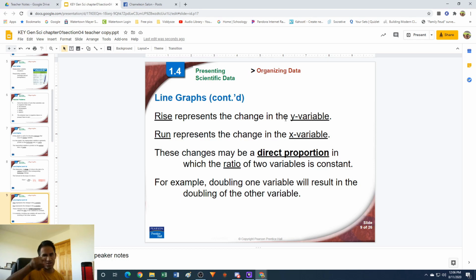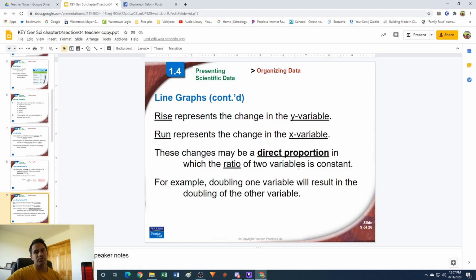The run represents the change in the x variable along your graph. And these changes can be in a direct proportion, which means that the ratio between the two variables is constant, or the fraction. Basically, what a direct proportion is saying is if you increase one of these values, the other one will also increase by the same amount. Or if you decrease one of them, the other one will decrease by a set amount.